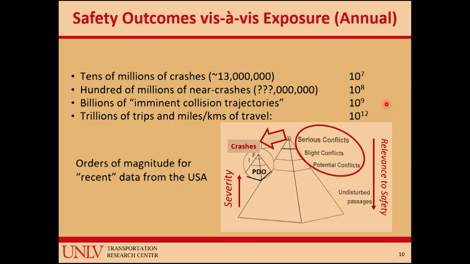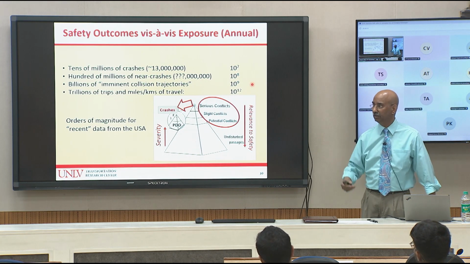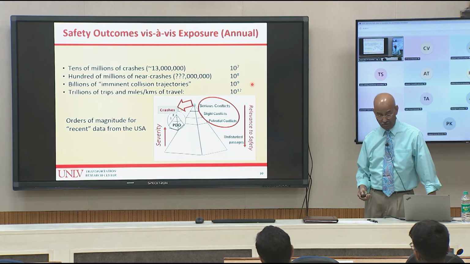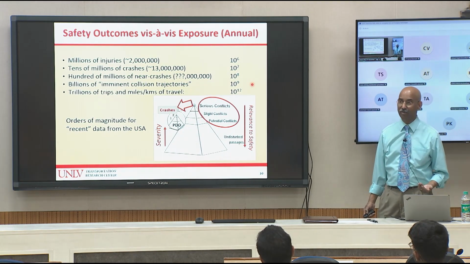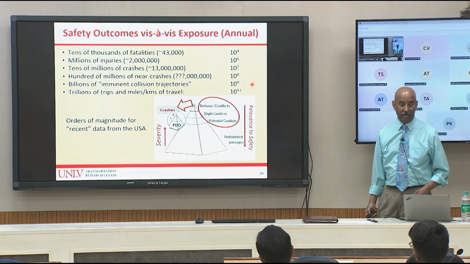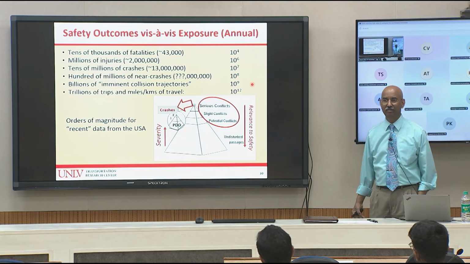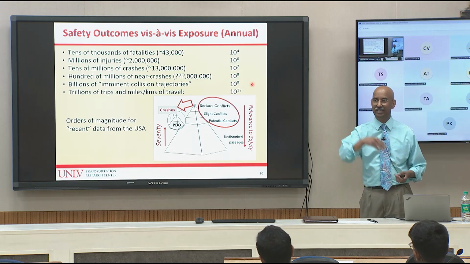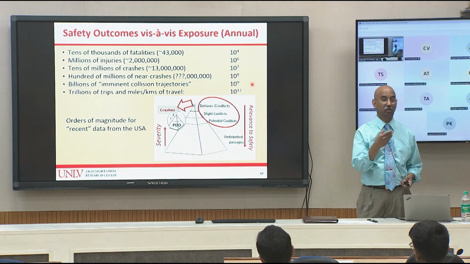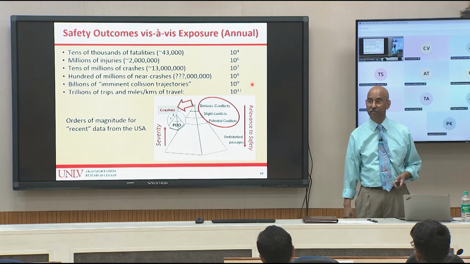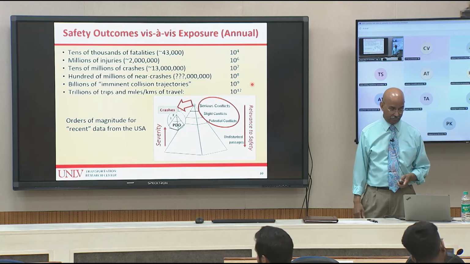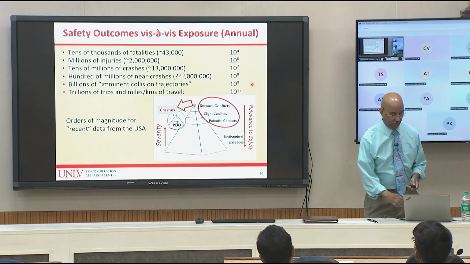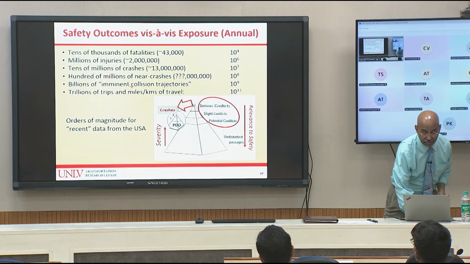In the US it is nominally around 13 million crashes per year over the last decade. A vast majority of them are PDO crashes. So there are about 2 million injuries. So now you are getting to 10 power 6. And remember I told you we have about 43,000 fatalities. So that is 10 power 4. So you can see the exponential. This is what I had told you in words. I just wanted to put it in numbers to give you a context, and that relates to the pyramid that we have here. So how can we learn from what we have about these imminent collisions?